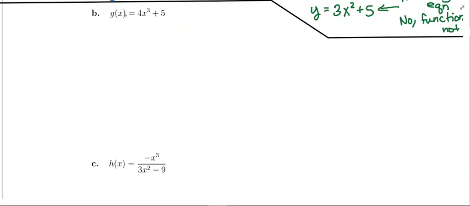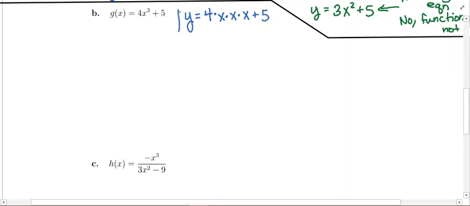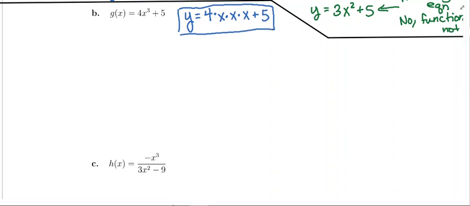We first need to replace g of x with y. That way, when it comes time to test for origin symmetry, we have a y to replace with negative y. You have to physically see the y in order to do that. And then we need to break down the exponents. On the right side, we have 4 times x cubed, so the x cubed is 4 times x times x times x. And then we've got the plus 5. So going forward in our testing, this is how we want to work with this function or equation.